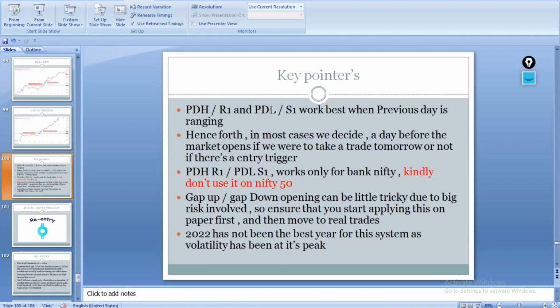That is, the previous day is ranging. If the market is consolidating within the previous day, then chances are very high that we may see a good momentum. Henceforth, in most cases, we decide a day before the market opens if we were to take a trade tomorrow or not, if there is an entry trigger.